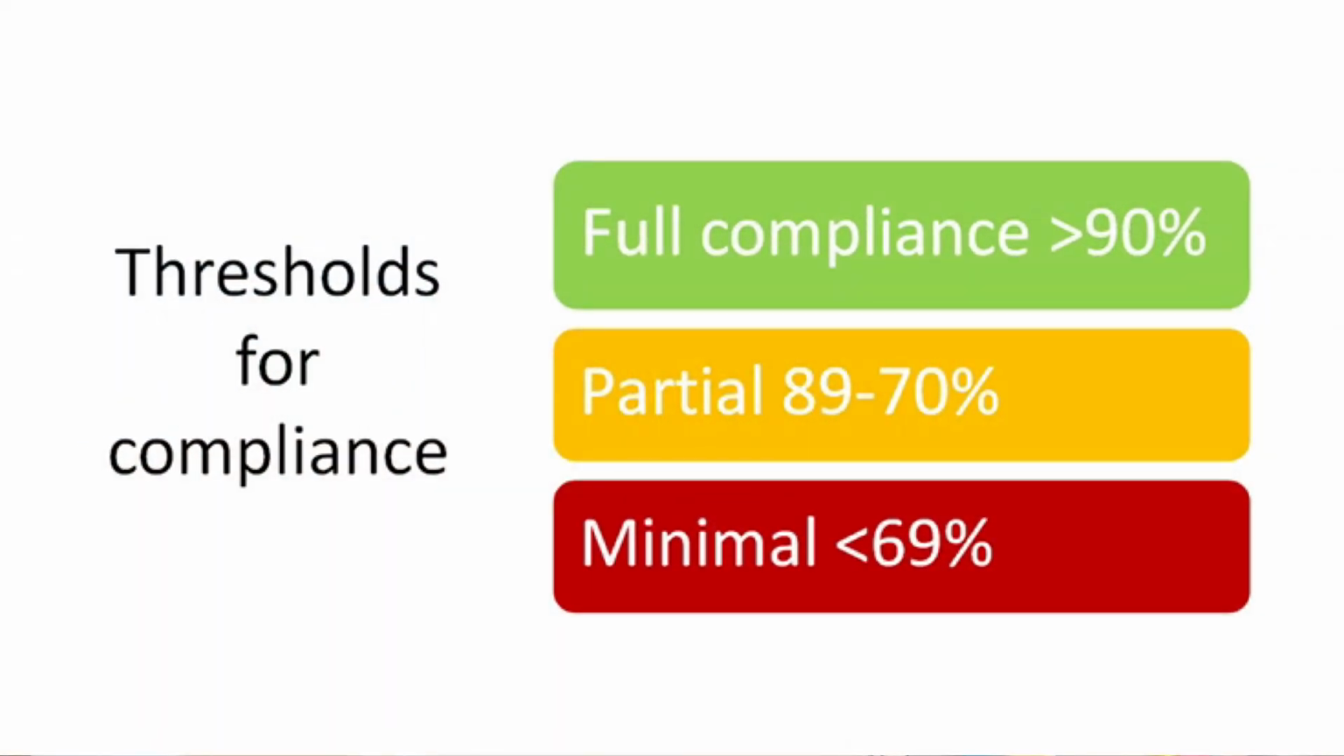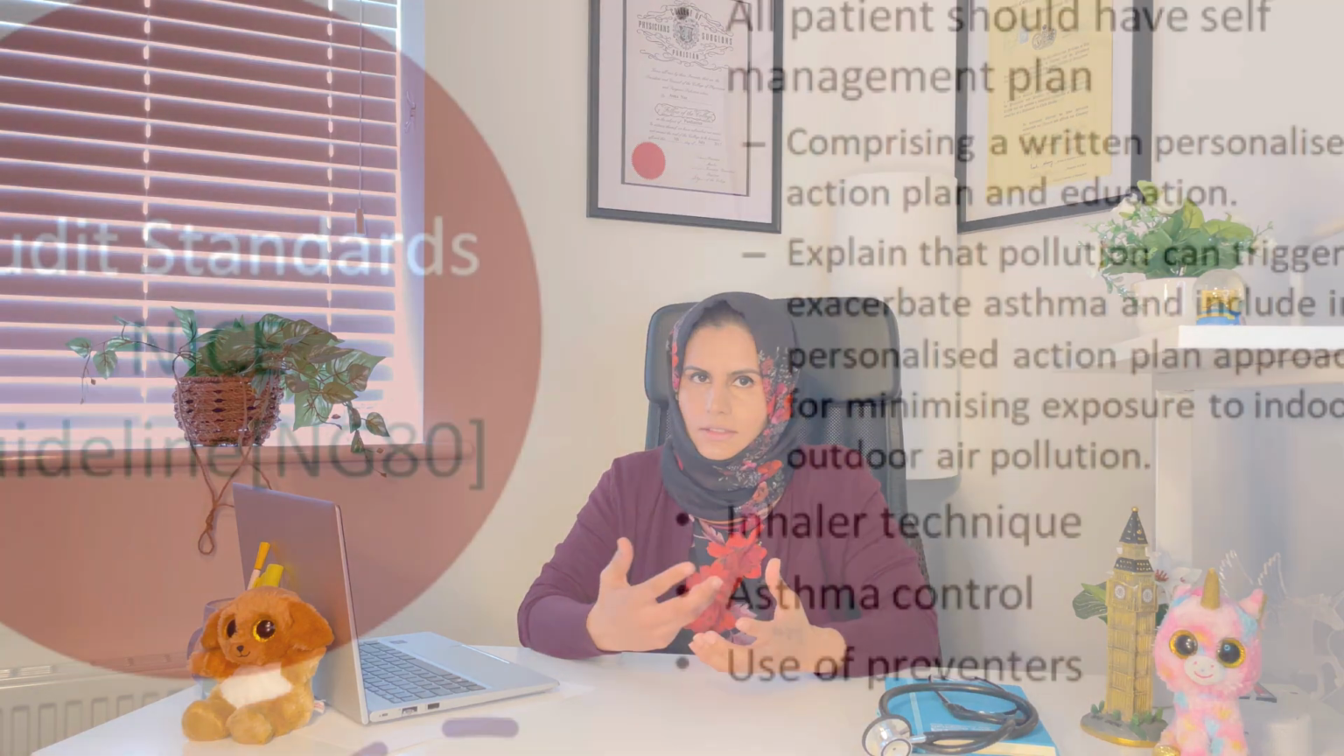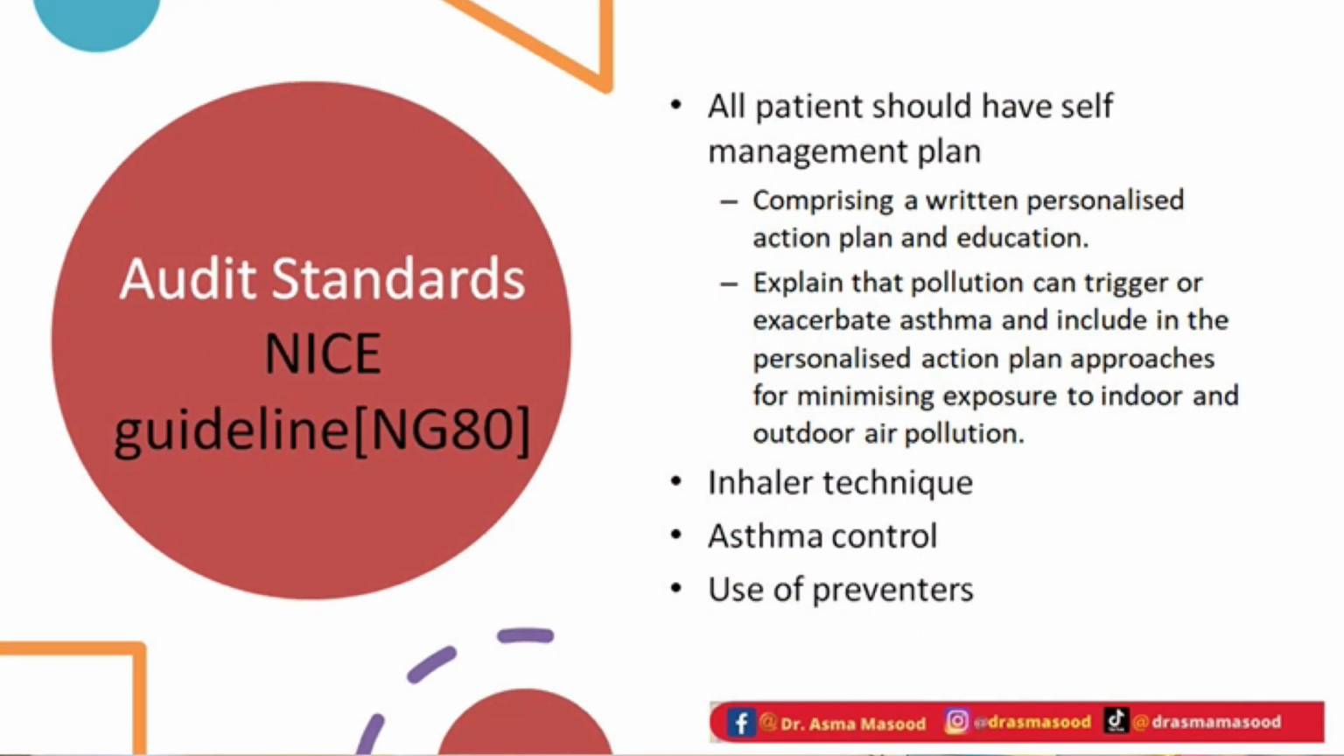Now coming to the threshold for compliance, I think it is more or less acceptable in most of the NHS trusts that your full compliance is more than 90%. If you're compliant with any standard more than 90%, you're quite good to go. If you're partially compliant, this means between 89 to 70% is the compliance rate, and if it is less than 69, it is worrying. So you have to outline which area you're considering and what are your expectations, where you should fall.